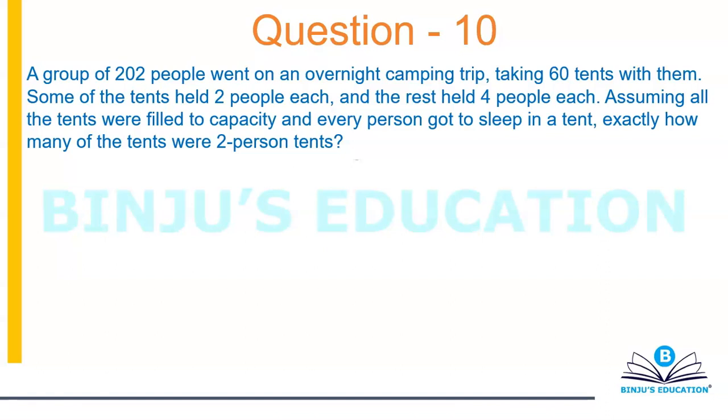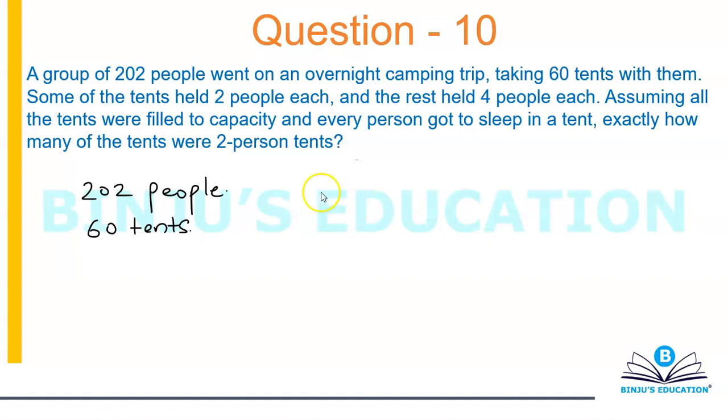Alright, let's try this one. A group of 202 people went on an overnight campaigning trip, taking 60 tents with them. Okay, so we have a total of 202 people. Where they went, how they went, that's none of my concern, and they have 60 tents with them. Some of the tents held 2 people each, the rest held 4 people each.